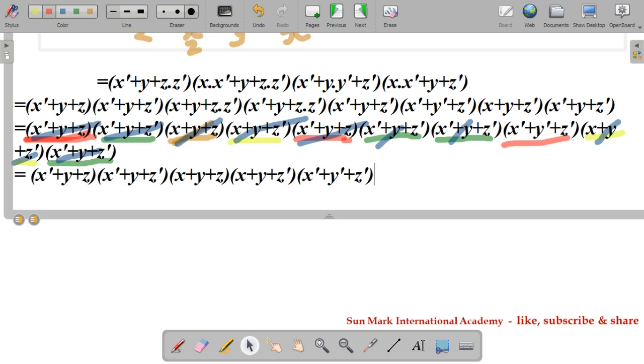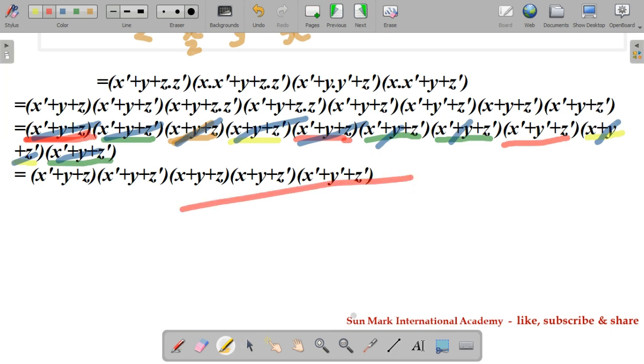And this is the desired canonical product of sum expression. This is the canonical POS, because in each term all the variables are there, x, y, z, three variables in each term. So this is the final expression of the given question. We have converted it into canonical product of sum form.